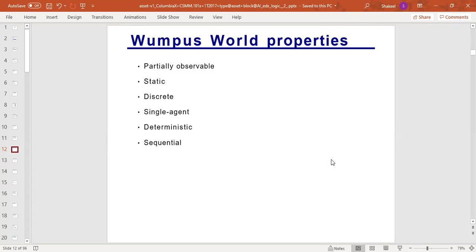The Wumpus world properties are as follows. It is partially observable, because the agent can only perceive its closed environment, like the adjacent rooms. It's static. We know exactly the actions and the outcomes. It's a single agent. It's deterministic. Finally, it's sequential.